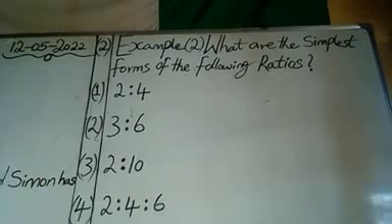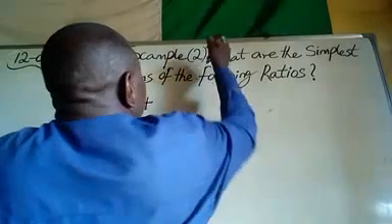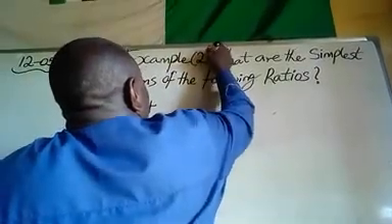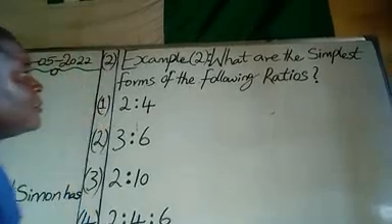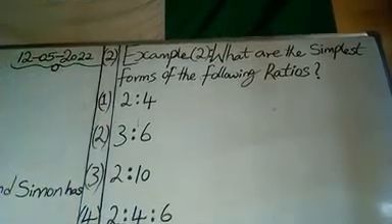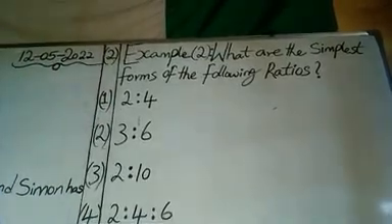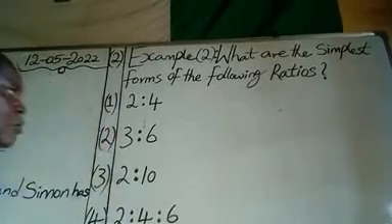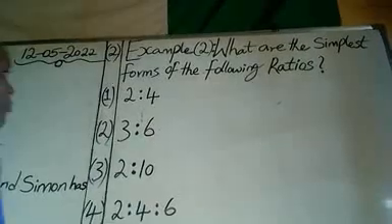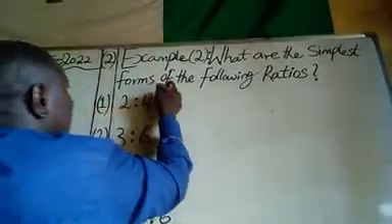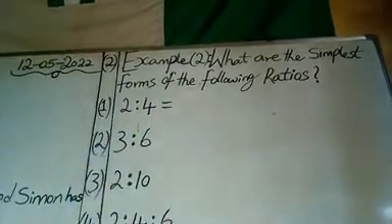Example 2. What are the simplest forms of the following ratios? Solution.